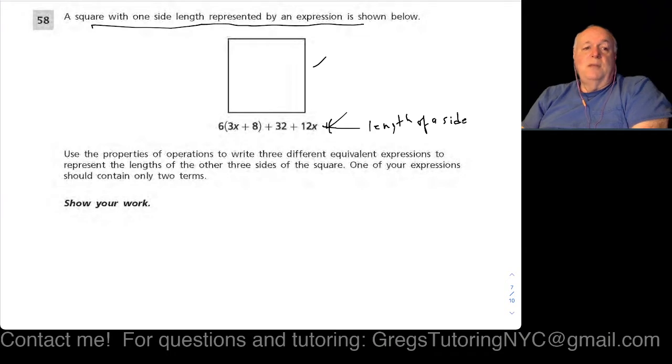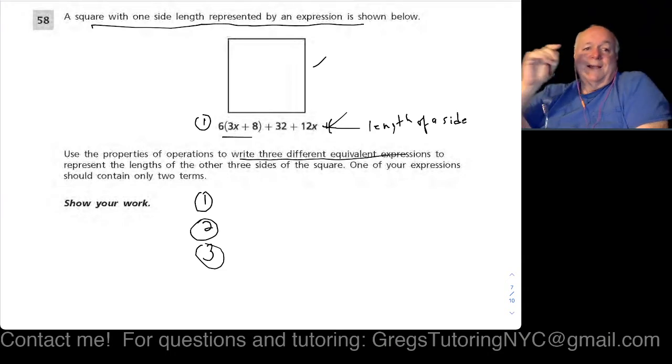Okay? Using the properties of operations, write three different equivalent expressions to represent the lengths of the other 3 sides of the square. One of your expressions should contain 2 terms. All right, so what you need to do is, this is one form of the expression. It's asking you to write 3 different forms. Use the properties, write 3 different equivalent expressions. And one of them should only have 2 terms. Okay? This has this term, that's 1, that's 2, that's 3. So we need one that only has 2.